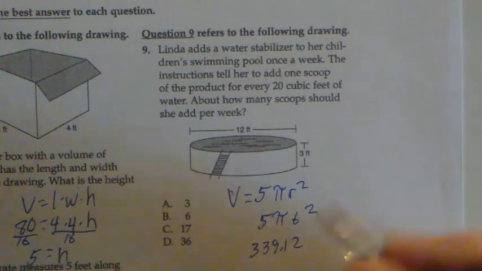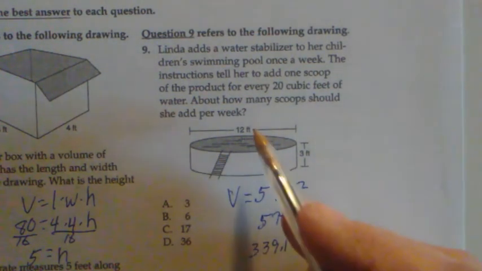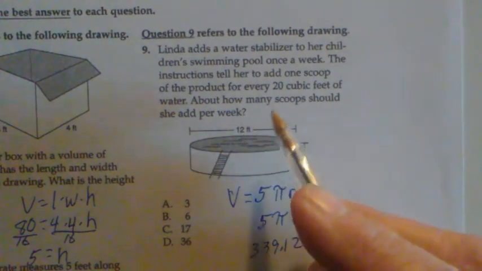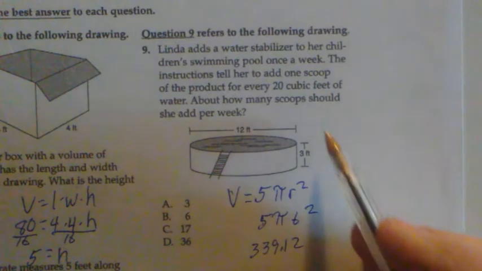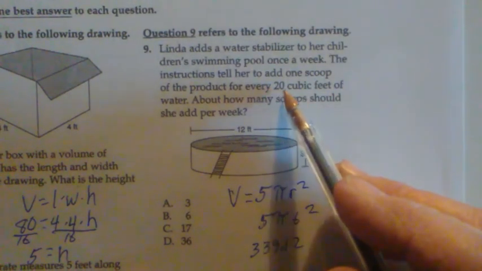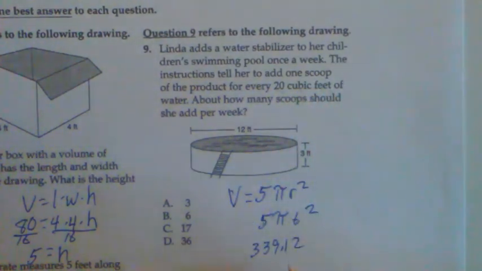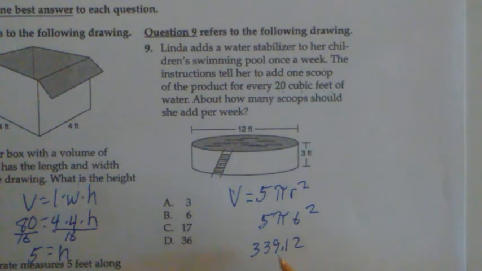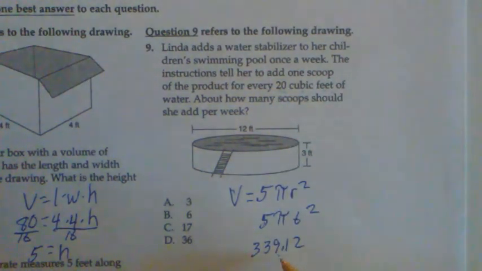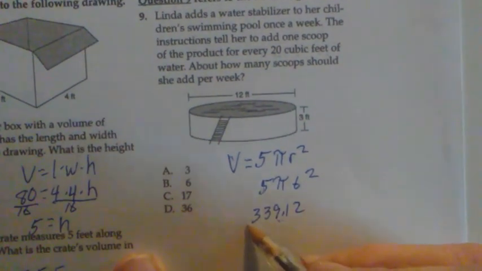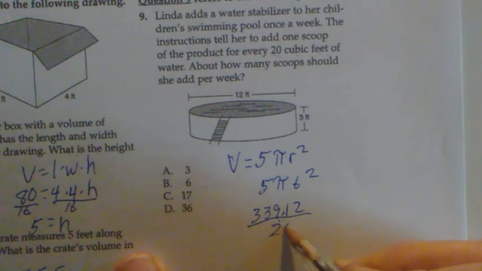What am I doing wrong? Well, I figured out the volume of the pool, but I forgot what I was trying to figure out. I was trying to figure out how many scoops of this stabilizer do I have to add to the water. Well, 1 scoop for every 20 cubic feet, but I got way more than 20 cubic feet, so I need more than 1 scoop. How many scoops do I figure out? I want to know how many of these 20s fit into that pool. So what do I do? Got to divide by 20.